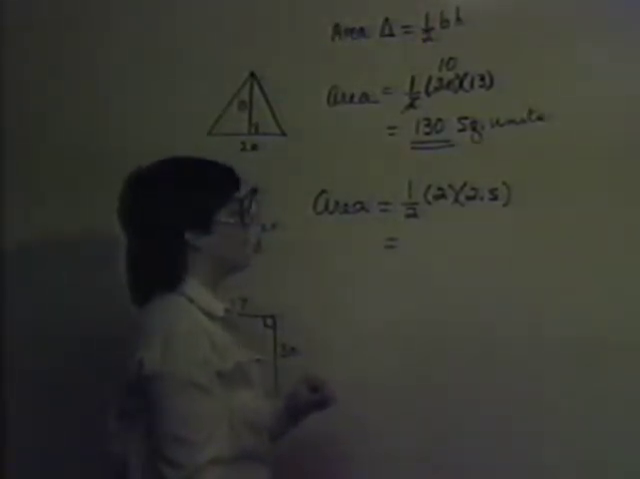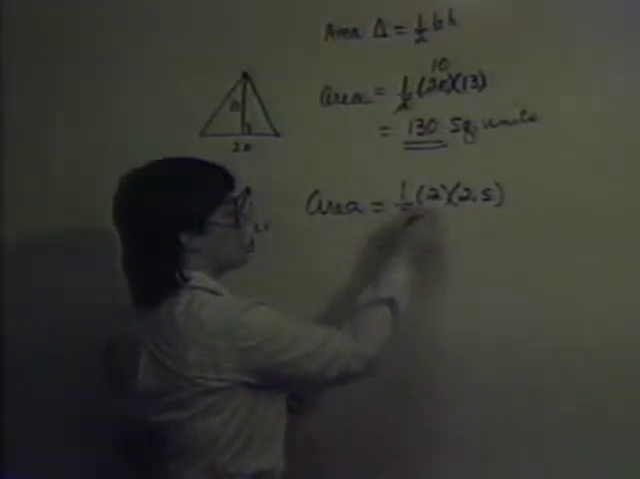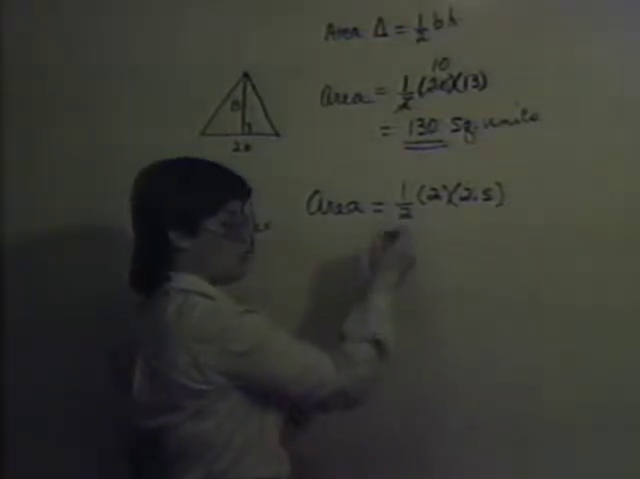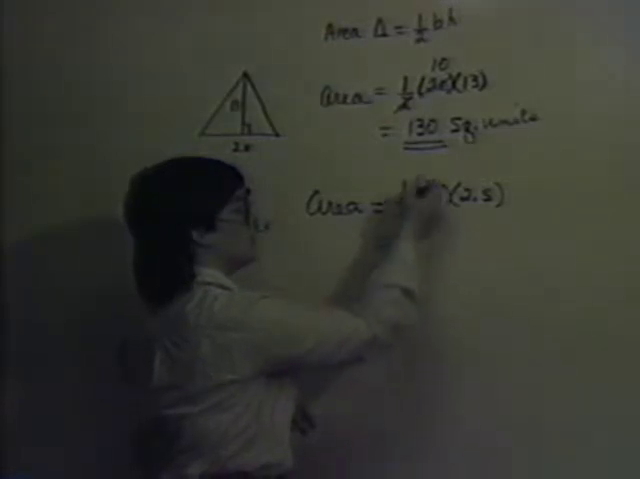I don't know. Well, we have a half times 2. What's 2 times a half? 2 times half. What are 2 halves? 1. Right. So we can divide out these 2's here, and we just have 1.